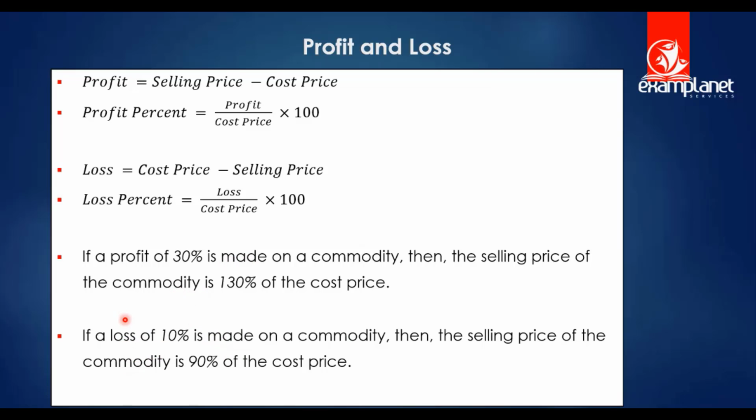So, the same idea we can apply on loss as well. If a loss of 10% is made on a commodity, then the selling price of the commodity is 90% of the cost price. Okay, so if you make a loss of 10%, that means you have lost 10% of your cost price. That is your loss, 10% of your cost. That means you have simply sold your commodity at 90% of your cost price. So the selling price will be 90% of the cost price. That will be the selling price of that commodity.